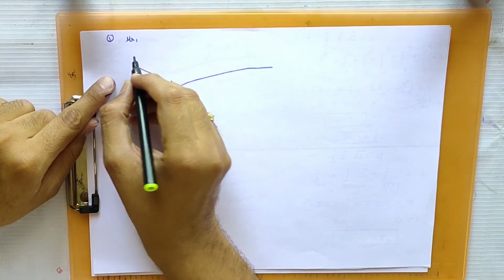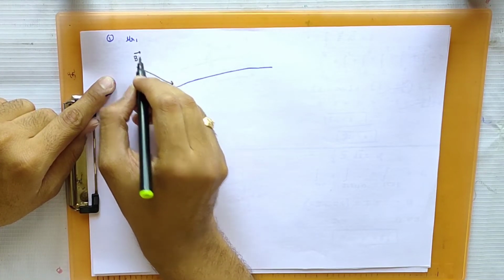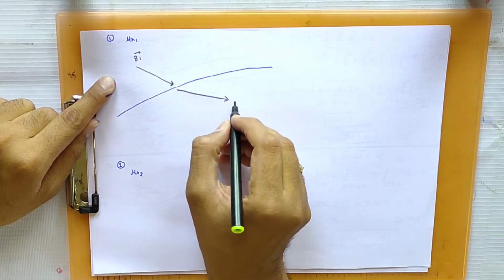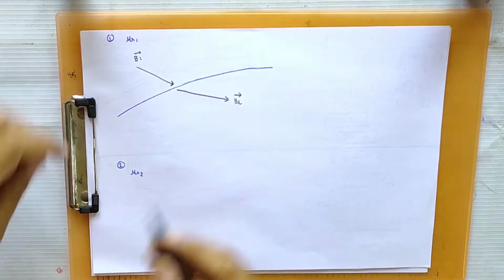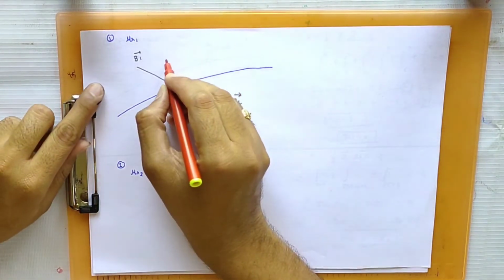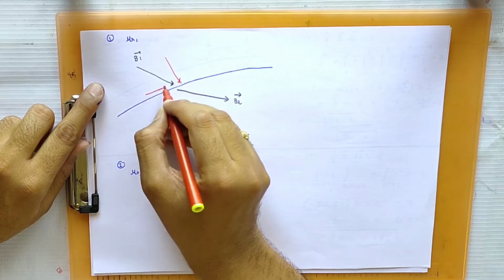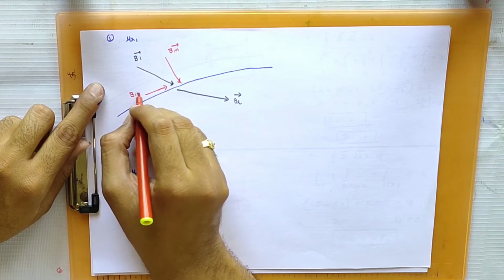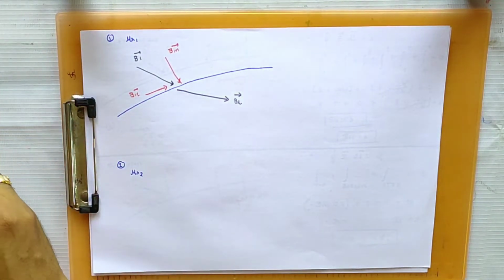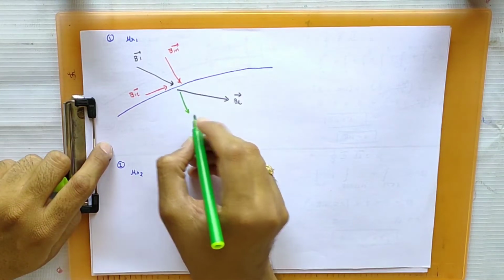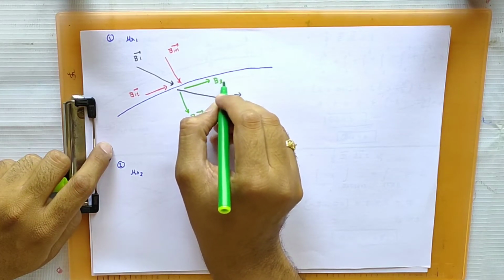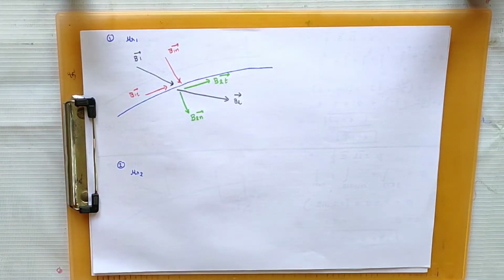So first of all, suppose the incident wave is the b1 vector, and the transmitted wave is the b2 vector. It has two components: first is the normal component b1n and second is the tangential component b1t. Similarly for the second medium, we have the normal component b2n and the tangential component b2t. So we have to use Maxwell equation for magnetic field.